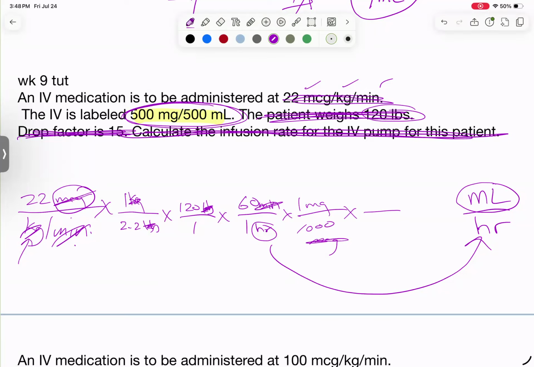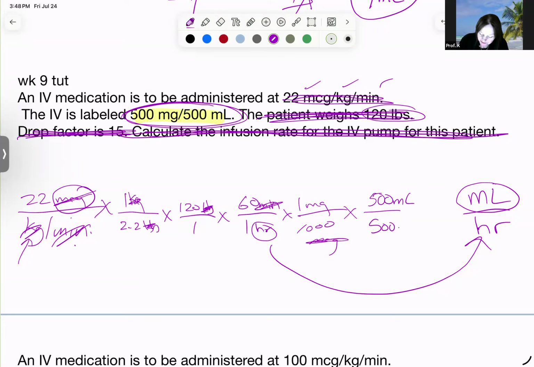500 milliliters over 500 milligrams. Yeah, that's it. That crosses off my milligrams and leaves me with milliliters. So that's a big problem, right? That's huge. So you can cross off like amounts. So I would cross off the 500, or you can use it. It's totally up to you. And now it's just math. Disgusting math, but it's math.